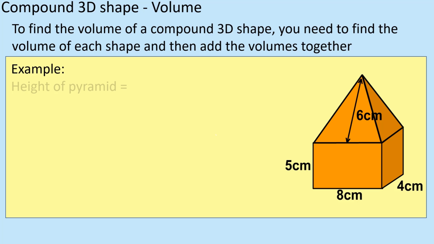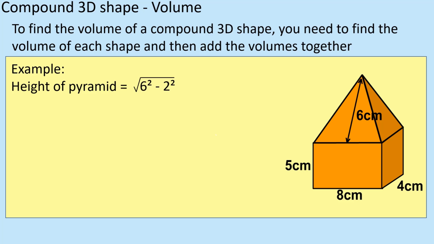We have the cuboid at the bottom. Oh no, we're going to start with the height of the pyramid. Why do we need the height of the pyramid? Well, to work out the volume of a pyramid, what I need is the area of the base times a third, and then times its perpendicular height. Well, I don't have the perpendicular height. I have its slope by the looks of it.